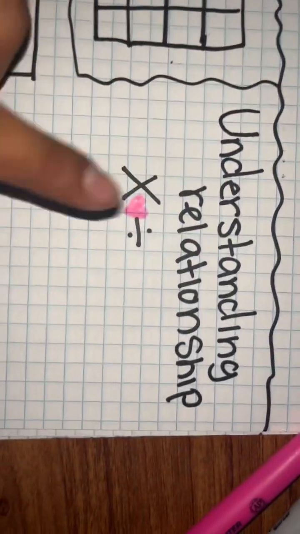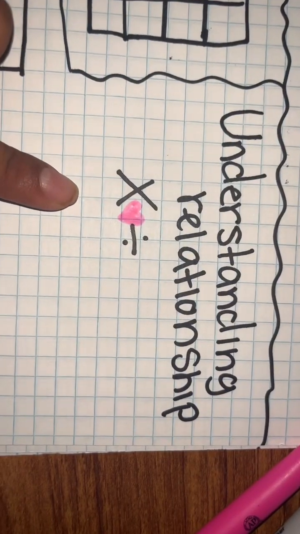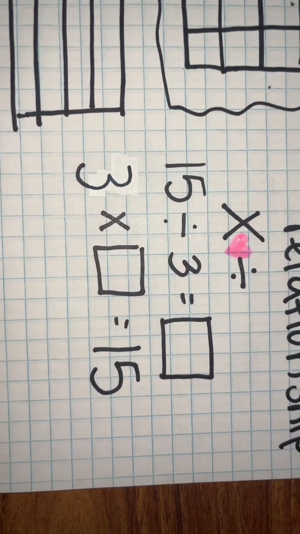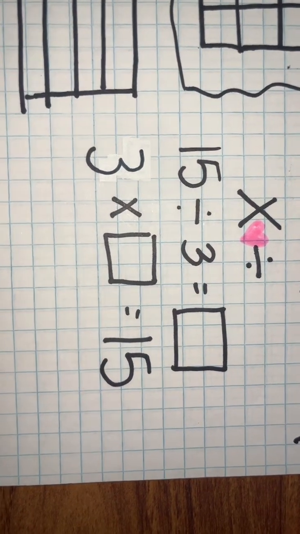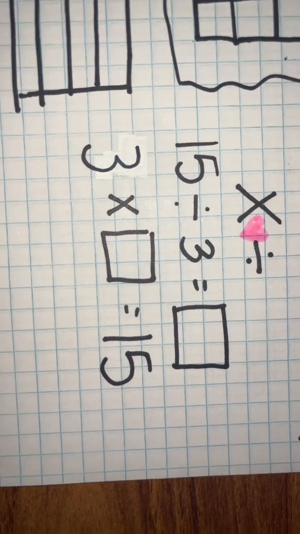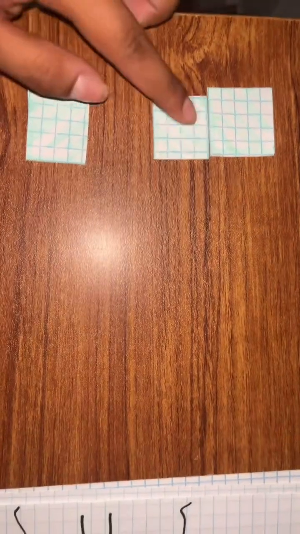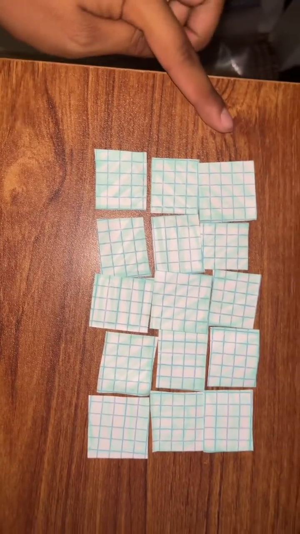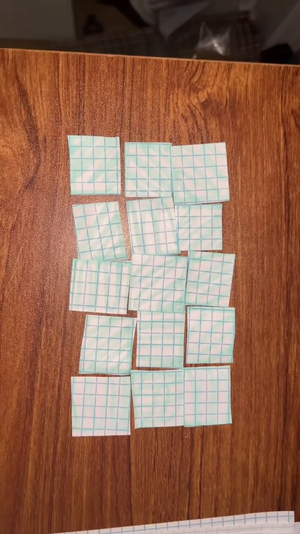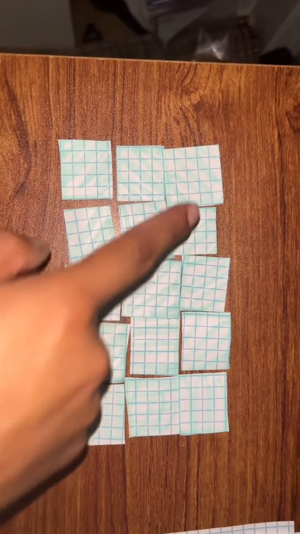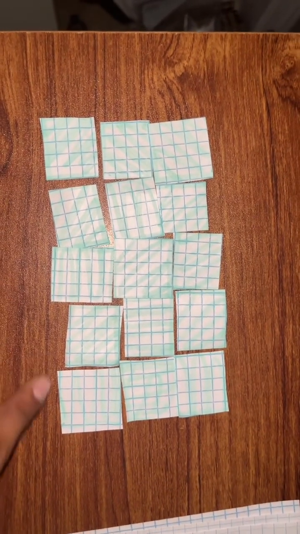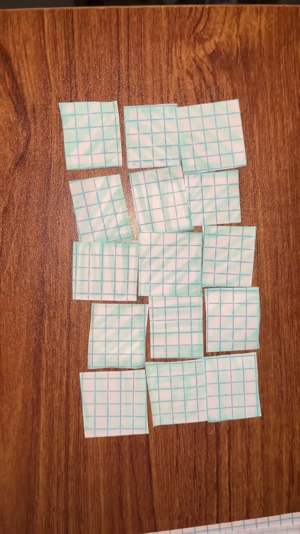By taking that matter, we go to understanding the relationships between multiplication and division. For example, when saying 15 divided by 3 is a number, 3 times that number is 15. In tiles, you can figure it out. If we take 15 tiles and we put them in rows of 3 until they run out, we see that in each row there are 5. 1, 2, 3, 4, 5.